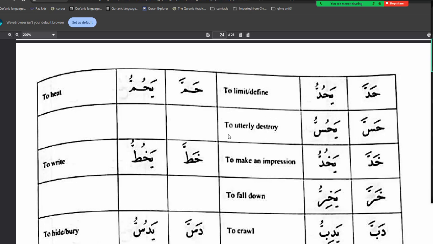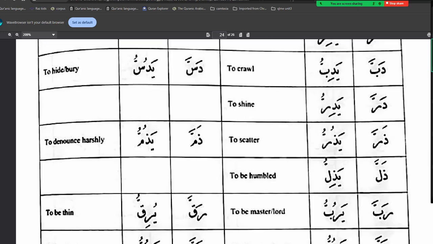Hassa yahussu to utterly destroy. Khadda yakhuddu to make an impression. Kharra yakhirru to fall down. Dabba yadibbu to crawl. Hamma yahummu to heat. Khatta yakhuttu to write. Dassa yadussu to hide or bury. Darra yadirru to shine. Dharra yadurru to scatter. Dhalla yadillu to be humble. Rabba yarubbu to be master or lord. Dhamma yadummu to denounce harshly.